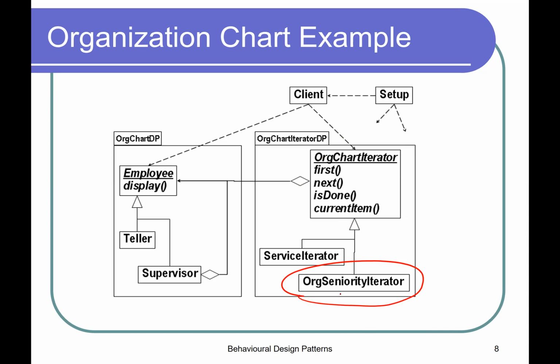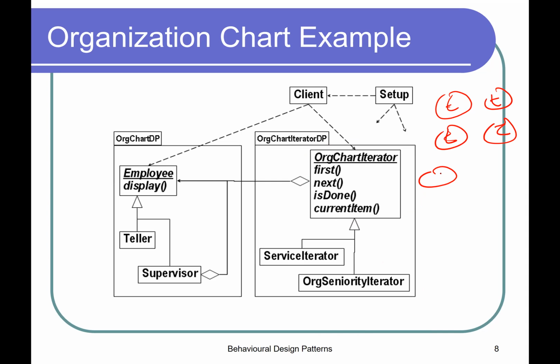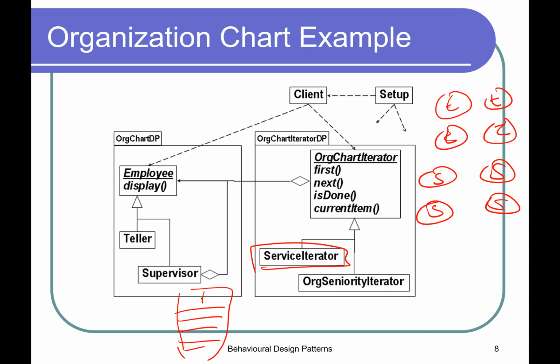The other one is based on the seniority level, meaning I have a whole bunch of T object tellers and a whole bunch of supervisor object S's. For the service iterator, I'm going to create an aggregate, and it's going to be based on the type. So the T's first, followed by the S's. The other one is based on seniority. So each one of those has a seniority, 5, 2, or 3, 2, and so on. And then I start to list them up as such.